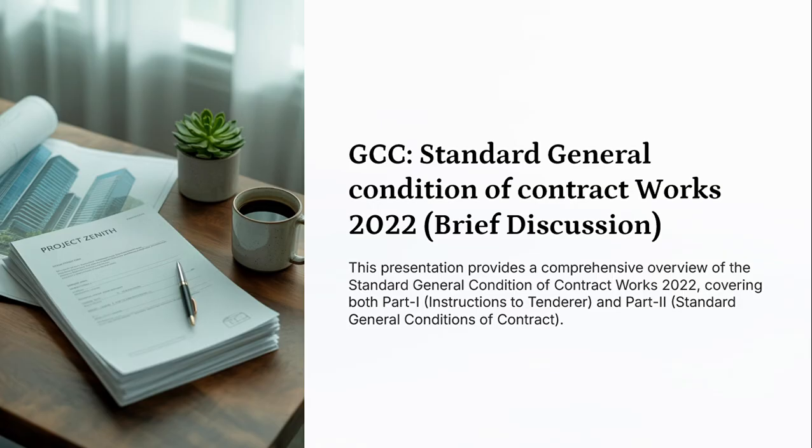with this GCC. So here we are going to discuss briefly what are the benefits or what are the requirements for the tenderers and what are the requirements to check by the TC members during the tender evaluation. This presentation provides a comprehensive overview of the standard General Conditions of Contract version 22, covering both parts. Part 1 is the Instruction to Tender, ITT, and Part 2 is the Standard General Conditions of Contract.